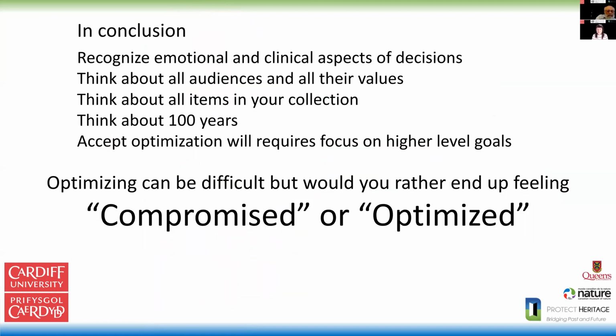In conclusion, we believe it's important to recognize both emotional and clinical aspects of our decisions. It's important to think about all audiences, current and future, and all of their senses of value in the collection. To think about all items in your collection and not just an immediate one that is in question. To think about 100 years, not just the span of a single temporary exhibit, but how the collection as a whole is used throughout 100 years. And to accept that optimization requires a focus on higher level goals. Finally, optimizing can be difficult, but would you rather end up feeling compromised or optimized?